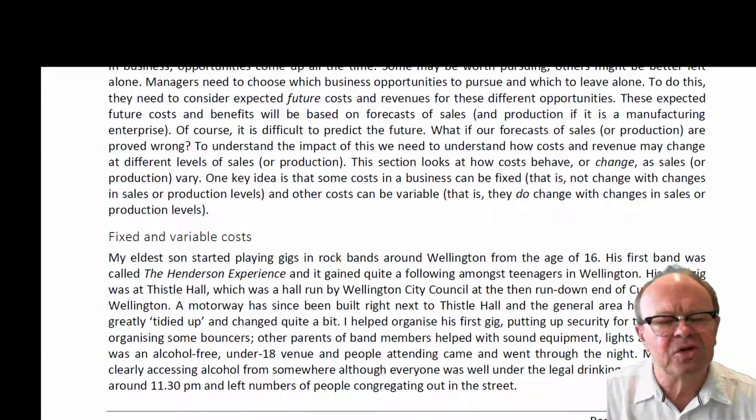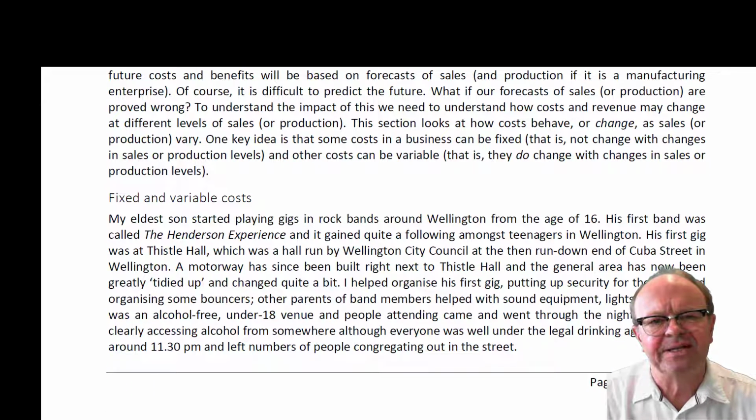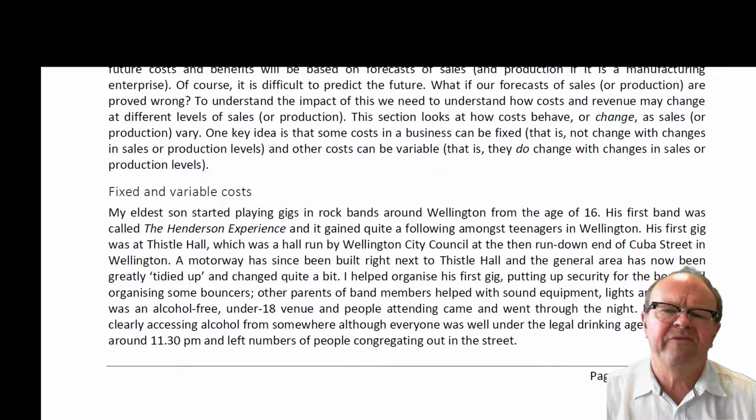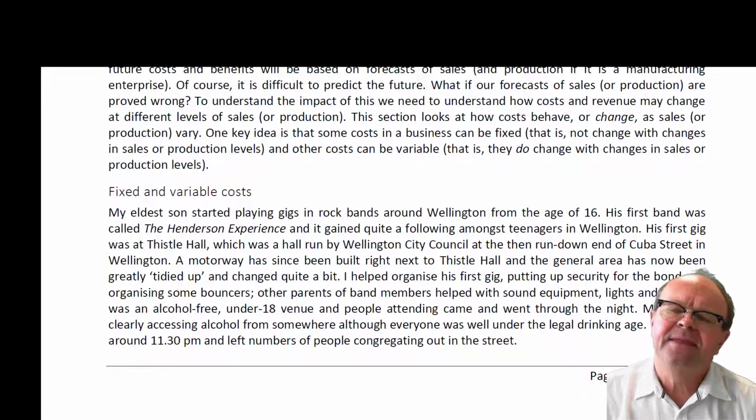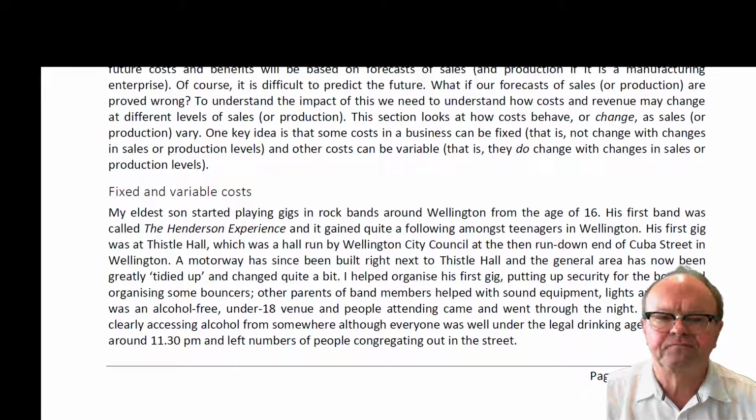These expected future costs and benefits will be based on forecasts of sales and production if it is a manufacturing enterprise. Of course, it is difficult to predict the future. What if our forecasts of sales or production are proved wrong? To understand the impact of this, we need to understand how costs and revenue may change at different levels of sales or production. This section looks at how costs behave or change as sales or production vary.